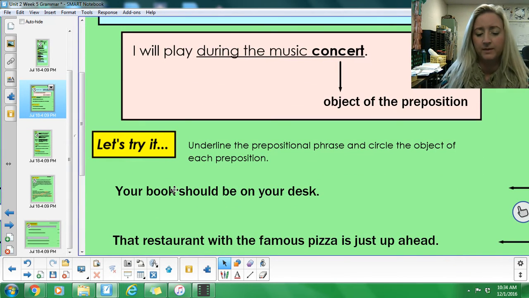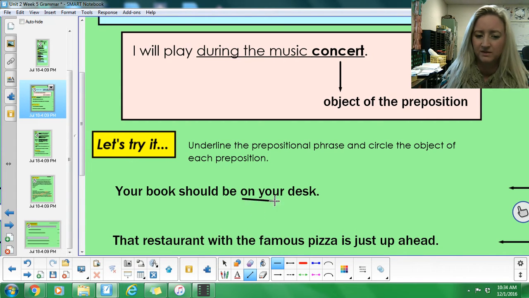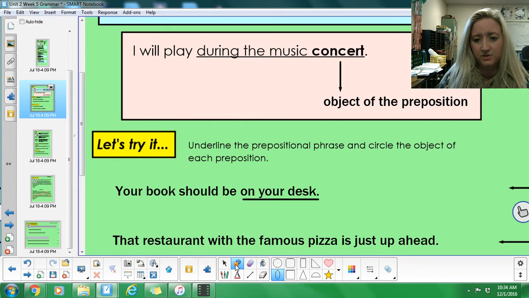I'm going to underline the prepositional phrase. Your book should be on your desk. Now this is one where it doesn't really make sense if you take this off. Your book should be. But here's your prepositional phrase, on your desk. On is my preposition. I'm not going to circle that this time.